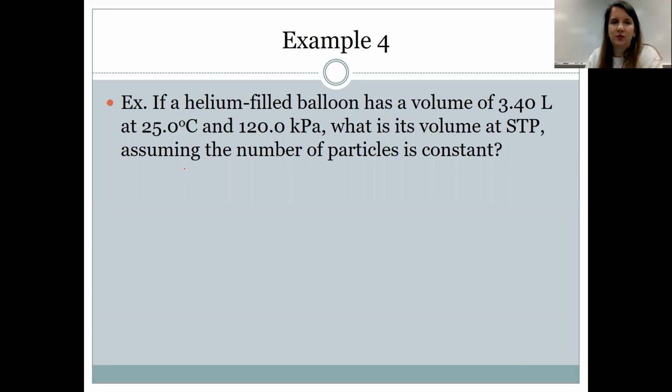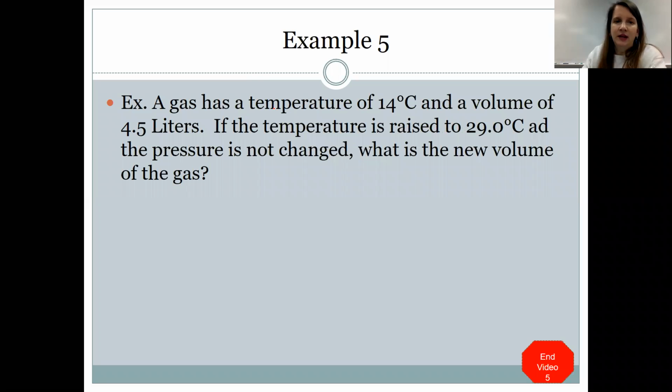All right, so next question here. A gas has a temperature of, so that's T1, and a volume of, if the temperature is raised, T2, and the pressure is not changed, what is the new volume? So again, look at the backside of your periodic table to pick out the right formula to use. I've just got volume and temperature again. So that means I've just got V1 over T1 equals V2 over T2.